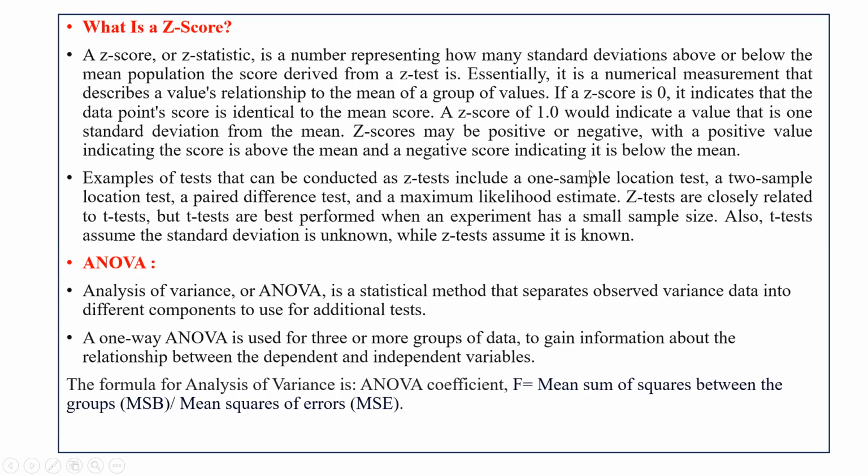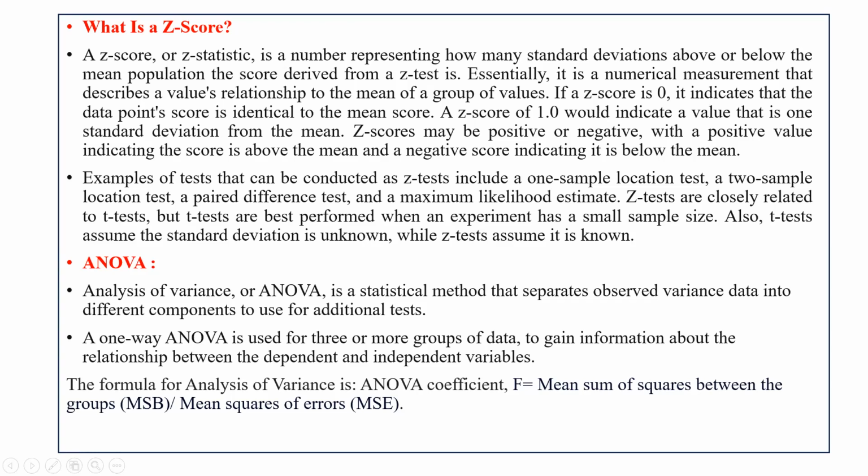Examples of tests that can be conducted as Z-test include a 1 sample location test, a 2 sample location test, a paired difference test, and a maximum likelihood estimate. Z-tests are closely related to T-tests, but T-tests are best performed when an experiment has a small sample size. Also, T-tests assume the standard deviation is unknown, and Z-tests assume that it is known.